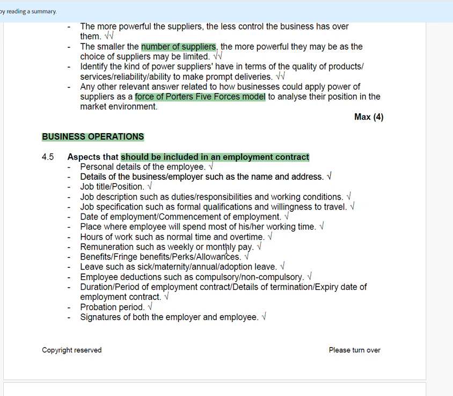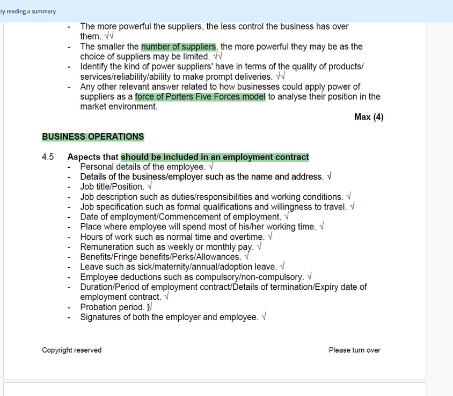Remuneration, such as weekly or monthly pay. Benefits, fringe benefits, PACs, allowances. Leave, such as sick leave, maternity leave, annual leave, adoption leave. Employee deductions, such as compulsory and non-compulsory. Period of employment or contract. Probation period. Signature of both employer and employee. So these are the kinds of things that you should expect to see in an employment contract.